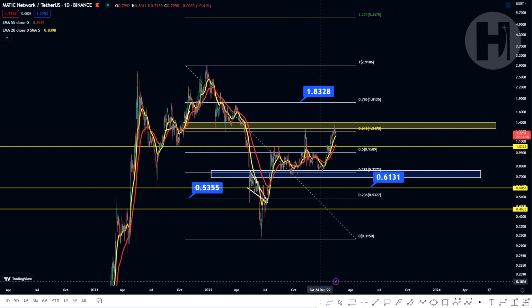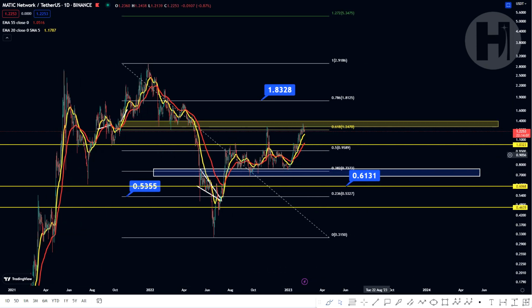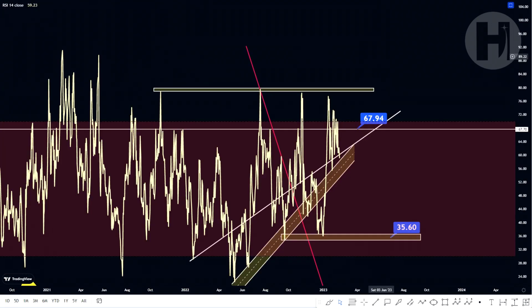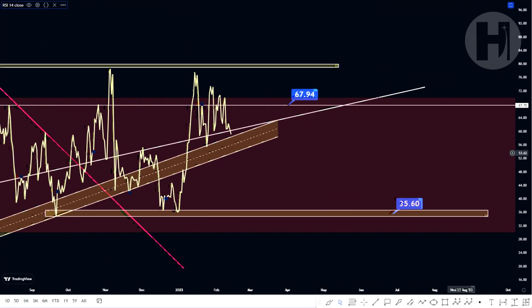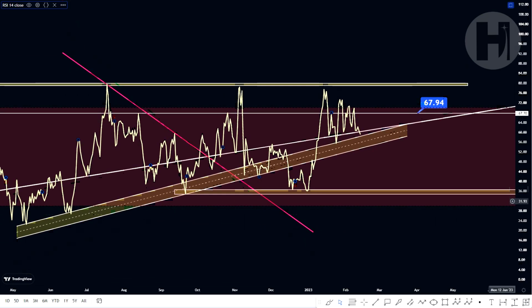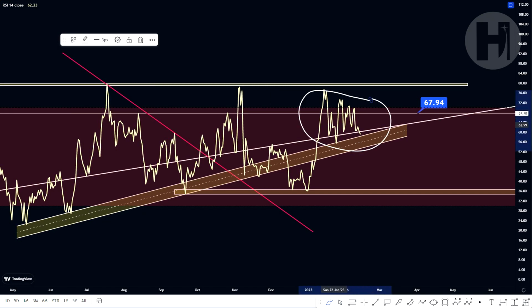So right now, I would not be entering Polygon Matic, to be honest with you. I would be waiting for a pullback as this is quite a bit overextended. If we go to the daily RSI, I know it's a bit messy. I do apologize about that, but you can see that we're getting a bit squeezed up here in the upper area, and you're kind of tightening up, and I do think we're going to see a break to the downside.